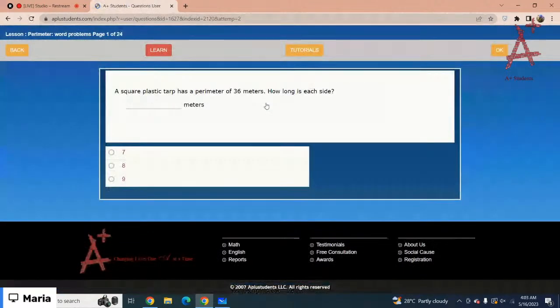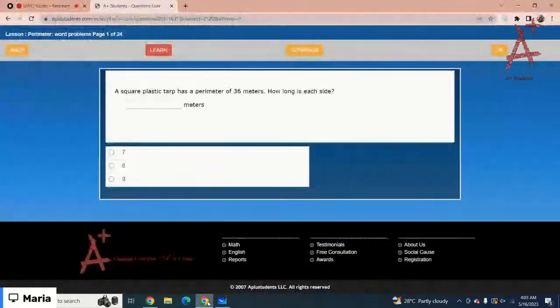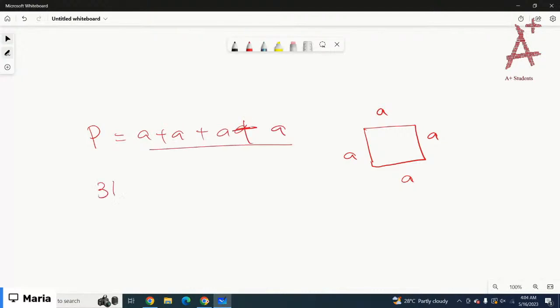Okay, a square plot has a perimeter of 36 meters. How long is each side? You're given the perimeter, and you have to calculate the length of the side. The perimeter is 36. A square has all four sides equal in length. Let's suppose this one is A. We don't know the side lengths, but we know the perimeter. Perimeter would be the sum of all four sides, and the sum of all four sides is 36.